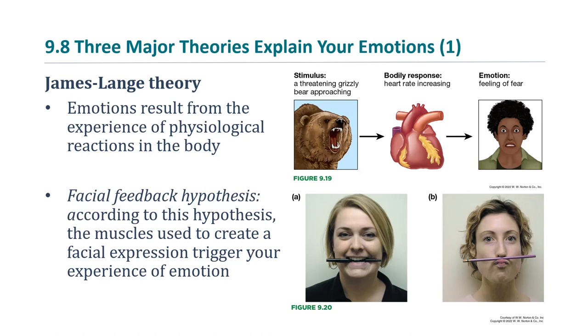Let's begin. We're going to go in order from the oldest to the newest of the three. So we're going to begin with the James-Lange theory. This came out back in 1887, so a very early theory of emotions. The James-Lange theory says that when you experience a stimulus, you have a bodily response, that is, a physiological reaction. Then you feel the emotion. It is the bodily responses that make you feel an emotion.